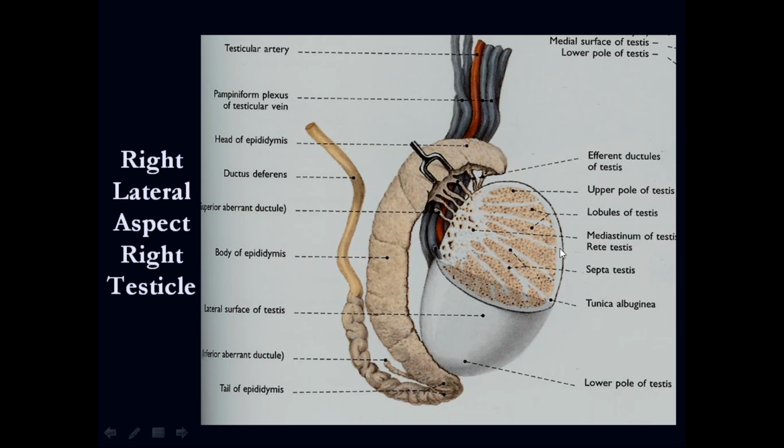Plus, this tunica albuginea is going to have a projection. Can you see the continuation of the wall here inside? So they are going to create divisions of the testicle. These divisions of the testicle are going to be called lobules. Lobules. These are lobules. 1 lobule, 2 lobules, 3 lobules, 3, 4.